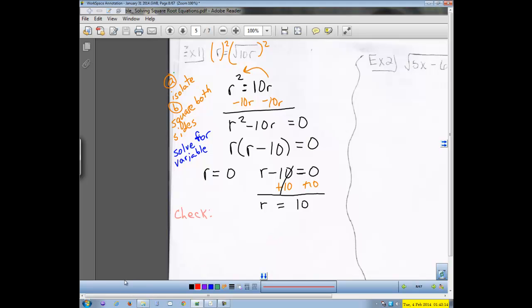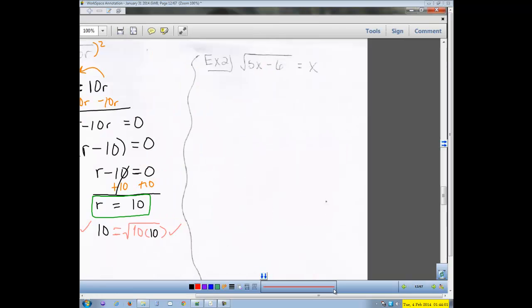Now we have to check our equation. We check for extraneous solutions by putting our answers back into the original equation. And we get 0 equals 0. That checks, so 0 is an answer. Now let's look at r equals 10. Plugging that back into the original equation also gives us a true statement. Therefore, r equals 10 is a solution.